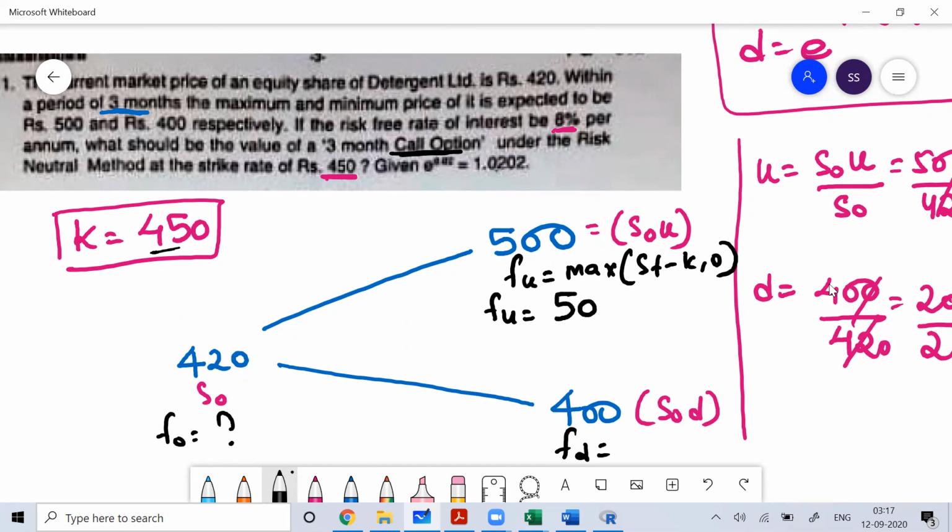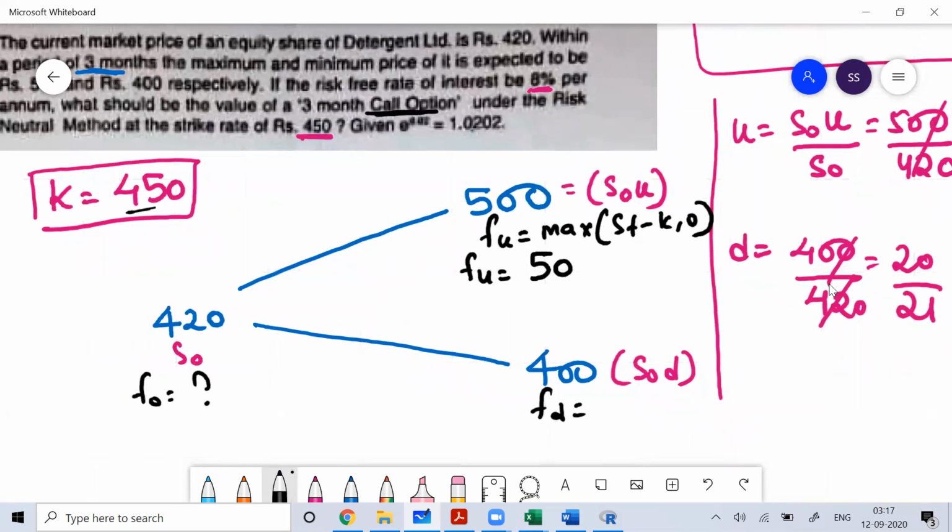So the FU value is 50. Okay, what is FD? FD again the same thing. So FD would be the maximum of ST minus K, which is 400 minus 450, comma 0. So which is bigger value, minus 50 or 0? So the FD value is 0. So FU value is 50, FD value is 0. Okay, you done with this? Yeah.